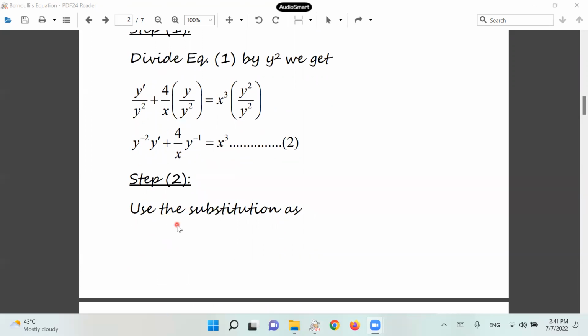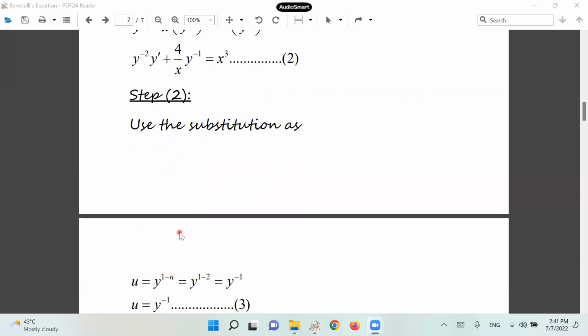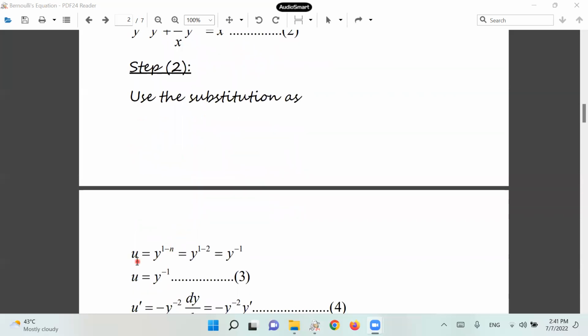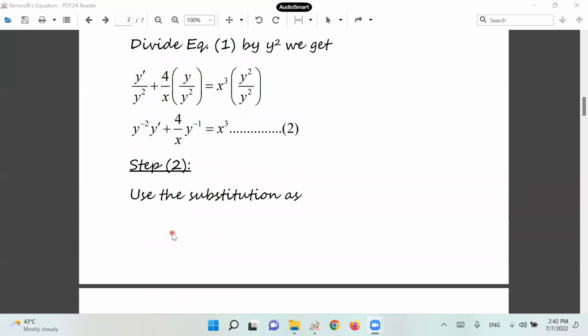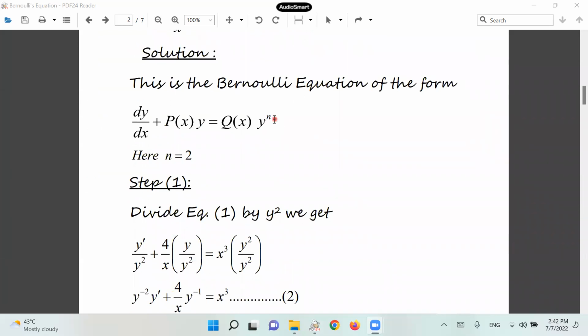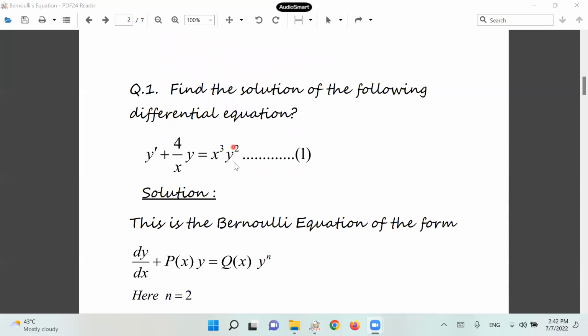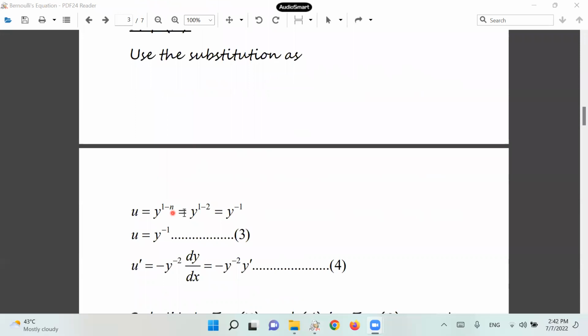Now we use a substitution in order to solve this equation. The substitution is of the form u = y^(1-n). We always use this to solve the Bernoulli's equation, where n is the power on the right hand side. In this question n is 2, so 1 minus 2 is minus 1. So u = y^(-1). We name this equation 3.